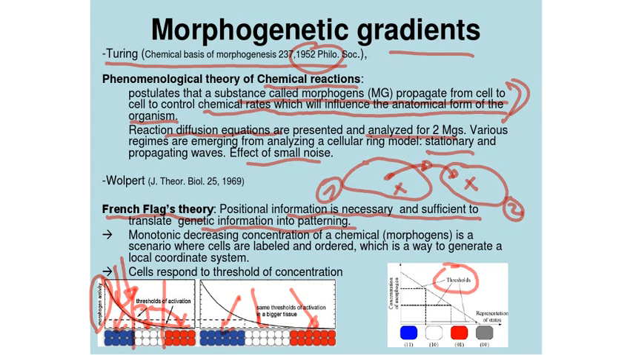I will give you an example where we did a model a couple of years ago. So you can go to this reference and paper to see the exact mathematics. Maybe I'll do a YouTube on this. So a morphogenetic decreasing concentration of a chemical morphogen is a scenario where cells are labeled and ordered, which is a way to generate a local coordinate system.